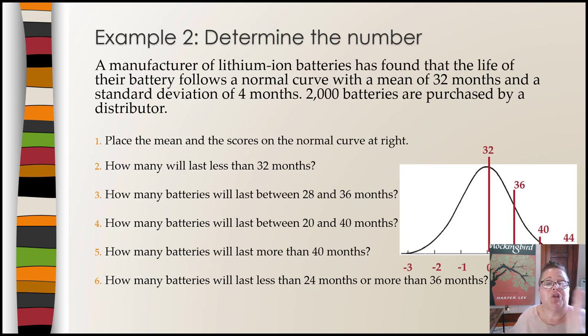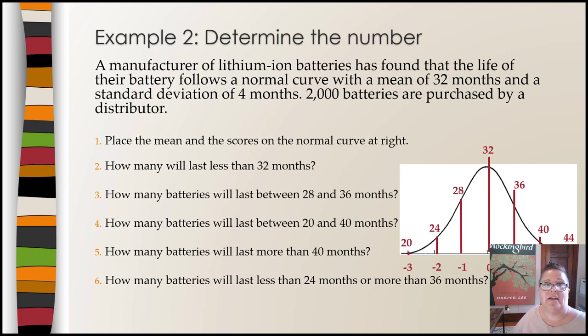One standard deviation lower, to the left, I'm going to do 32 minus 4 to give me 28. 28 minus 4 is 24, and then 24 minus 4 is 20. And so now at this point, I have labeled the normal curve with the standard deviations along the horizontal and placed the actual data points across the top of the curve. So, question number 2. How many batteries will last less than 32 months?